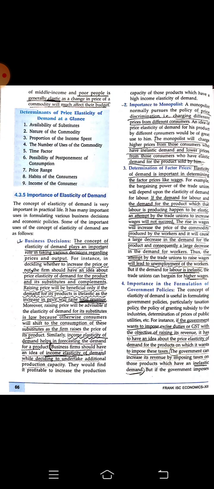For the first place, we have to understand that if the organizer or the entrepreneur is trying to run the firm, he will have to take various decisions regarding the price and the output of the commodity. Increase the price or not, the firm should have an idea about the price elasticity of demand of the product and its substitutes and complements.